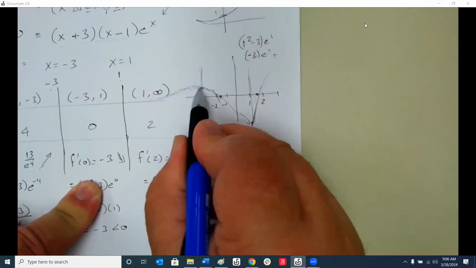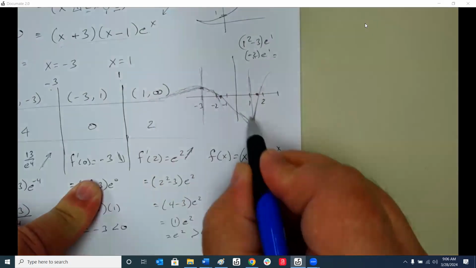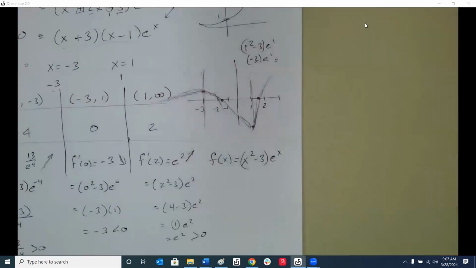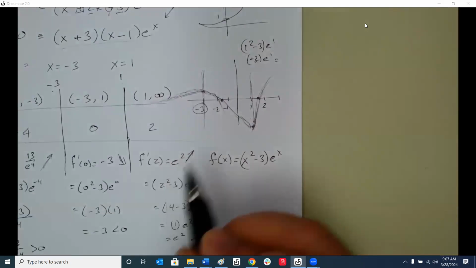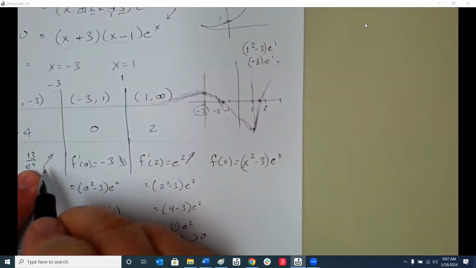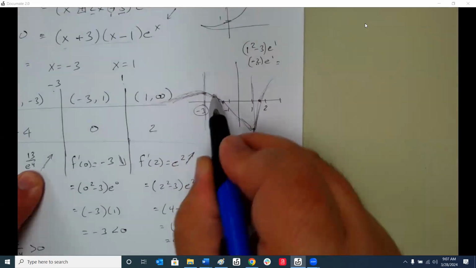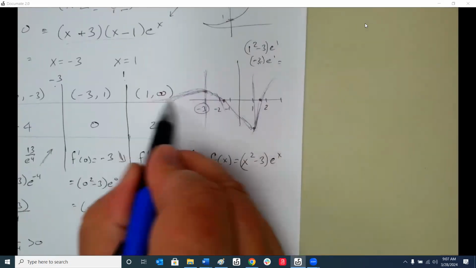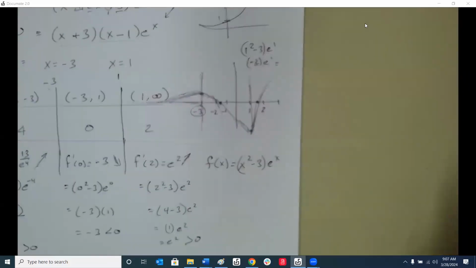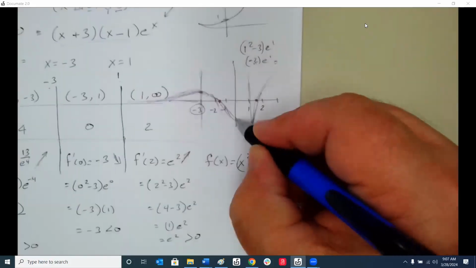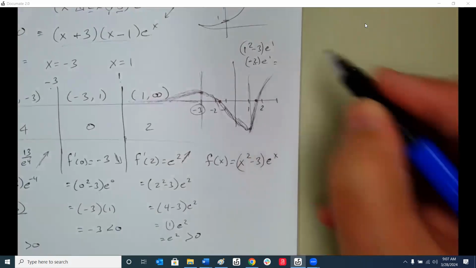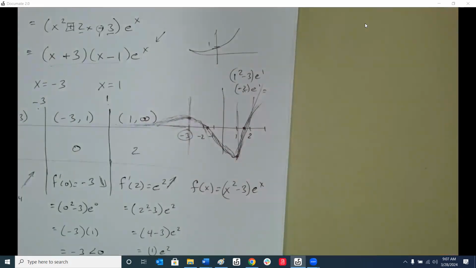Because we have a vertex there. See the importance of knowing a vertex? Since we have a vertex at -3, it's increasing to the left of it, it's decreasing to the right of it, and it doesn't cross the x-axis anymore. You see how all these pieces fit together. So that's what it looks like. So it's a decreasing function there. And then it looks like that.